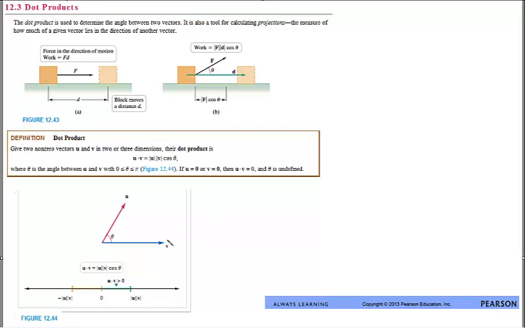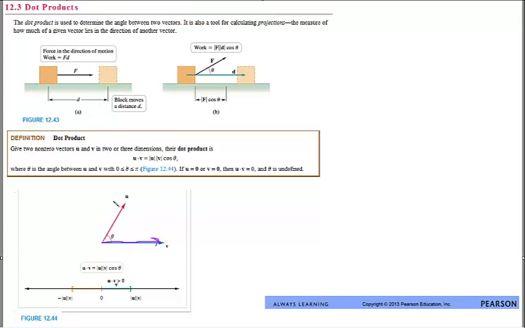So if I have two vectors, and let's just say that the vectors are in the same direction, both u and v are in the same direction, then it would just be the cosine of 0, which would be 1. So it would just be the two magnitudes multiplied together, which is the same as this work example up here at the top.